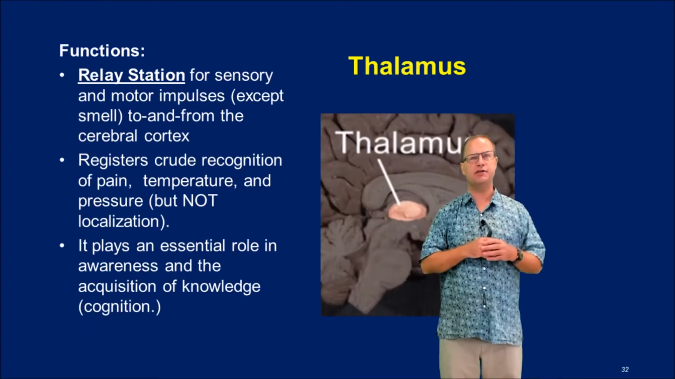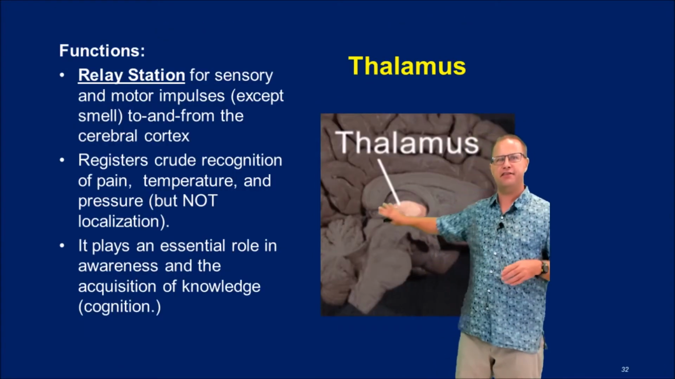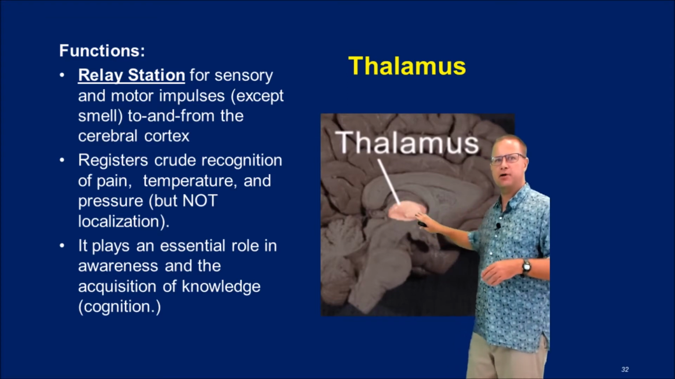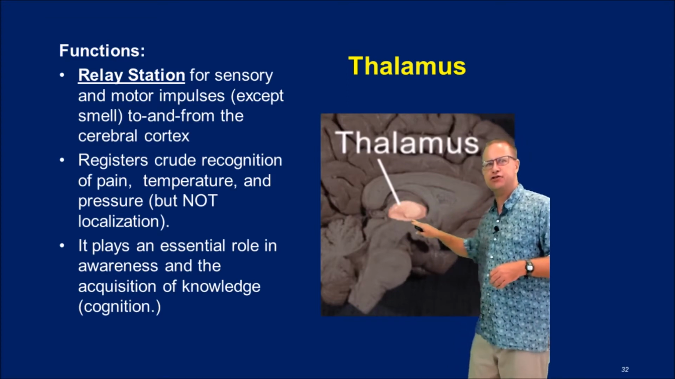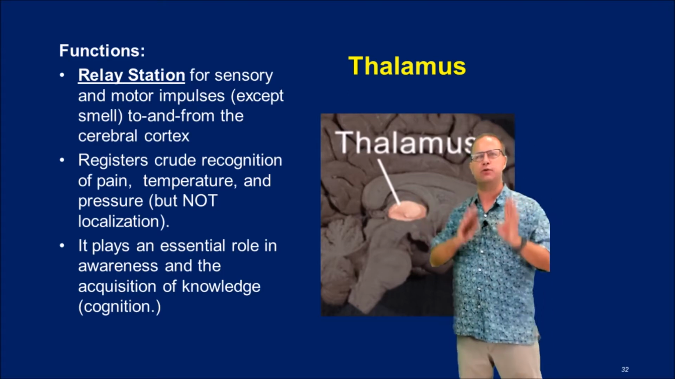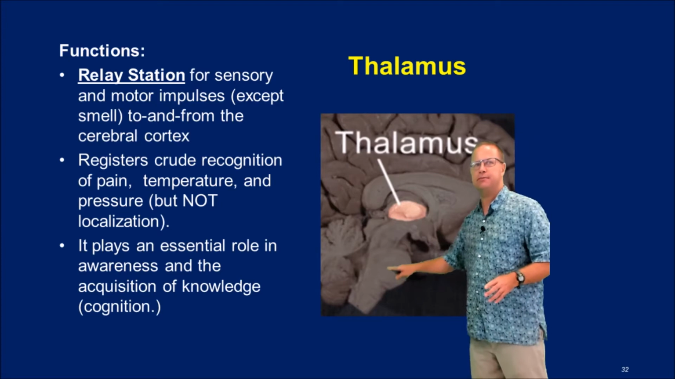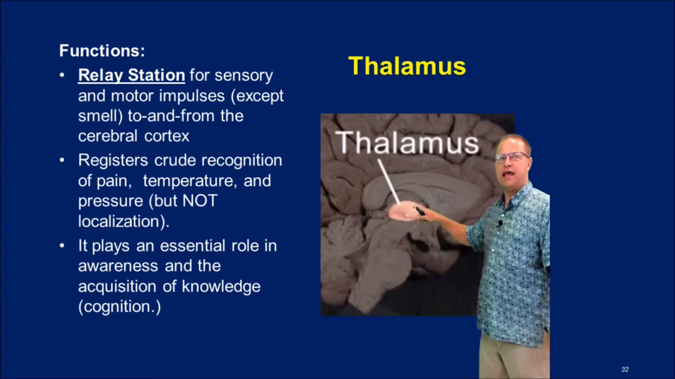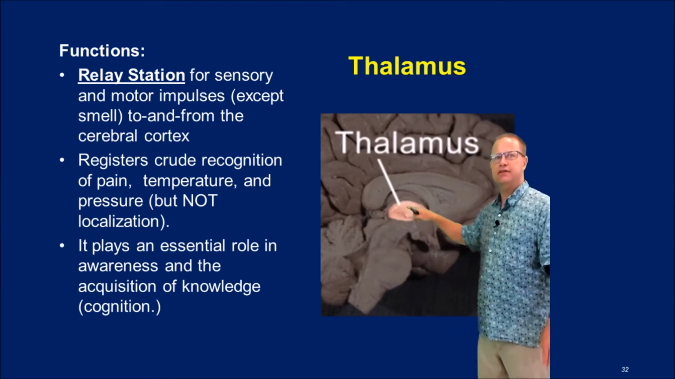Okay, our next functional region of the brain is something called the thalamus. The thalamus is located right here above the brainstem. It doesn't look like much. It's a circular region, and it's called the interthalamic adhesion. And basically, it is a relay station. Information travels up the spinal cord, goes to the thalamus, and the thalamus routes that to the appropriate region of the cerebral cortex.